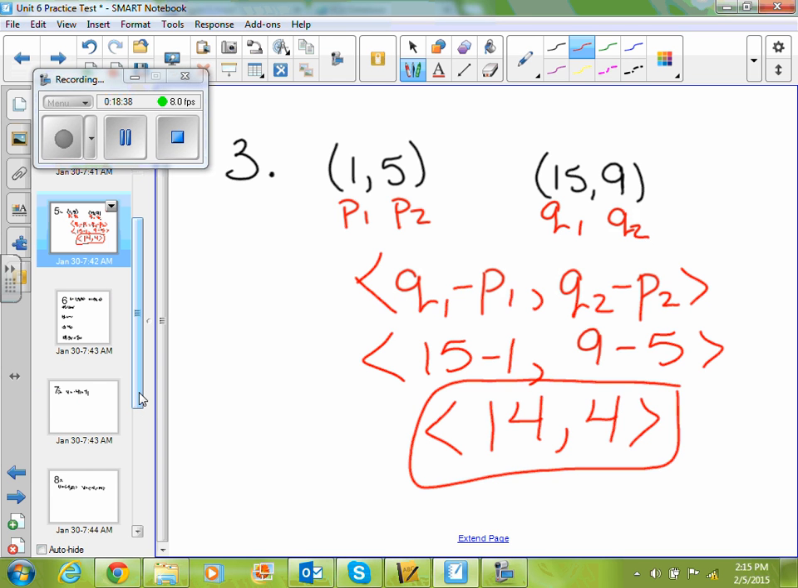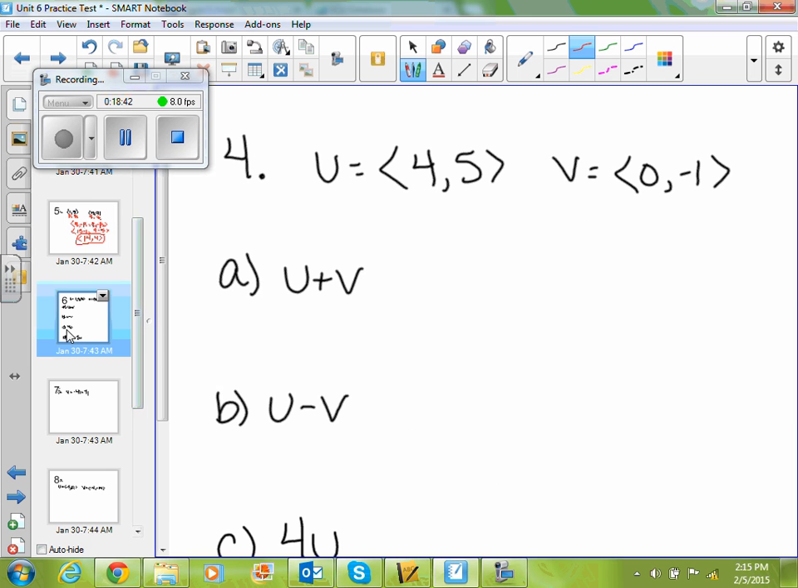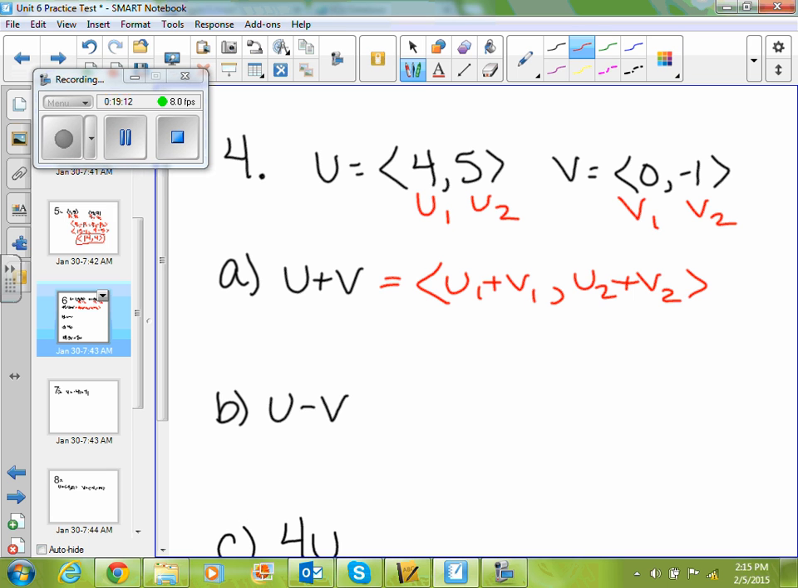Alright, so any questions on number 3? Pretty straightforward. Alright, number 4 gives us the vectors u equals 4, 5, v equals 0, negative 1, and we're asked to find various things. So the first thing we're asked to find is u plus v. Well, u plus v means u1 plus v1, u2 plus v2. So if I label my vectors u1, u2, v1, v2, then I just add them. So u1 is 4, v1 0, u2 5, v2 negative 1. 4 plus 0 is 4, 5 plus negative 1 is also 4.